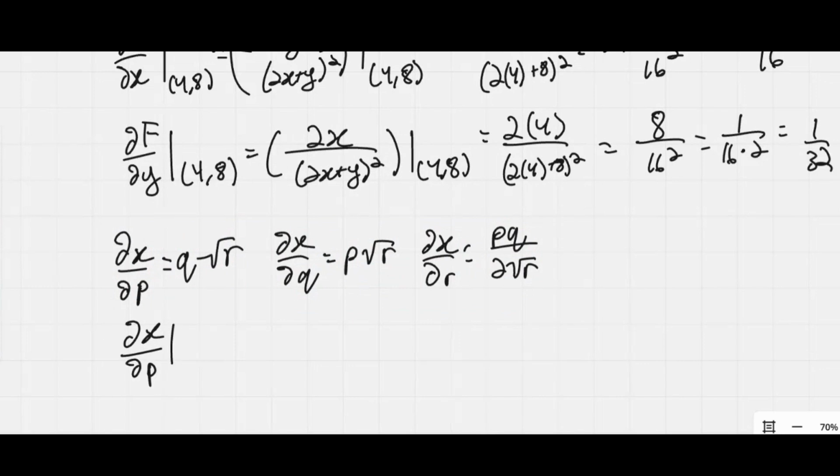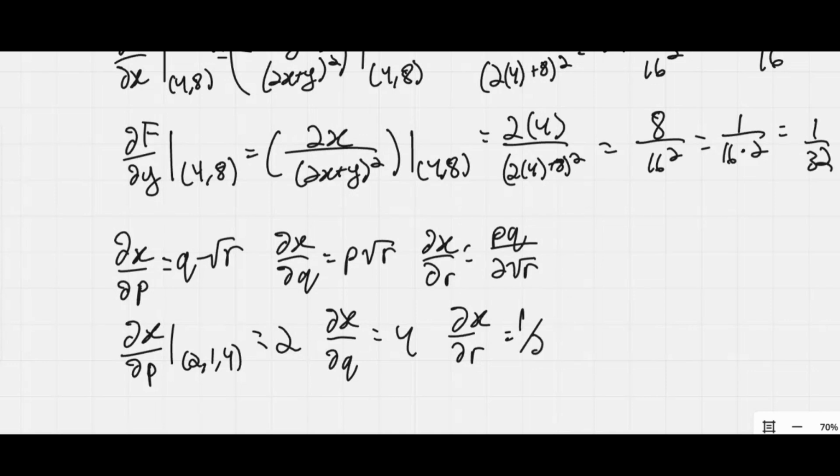So let's do that. First, del x over del p at the point 2, 1, 4. What that's going to look like is 1 times the square root of 4, that's 2. Del x over del q is going to be 2 times the square root of 4, that's 4. And del x over del r is a little bit more complicated. That's going to be 2 times 1, which is 2, over 2 times the square root of 4, which is 2. So 2 times 2 is 4, and 2 over 4 is going to be 1 over 2.